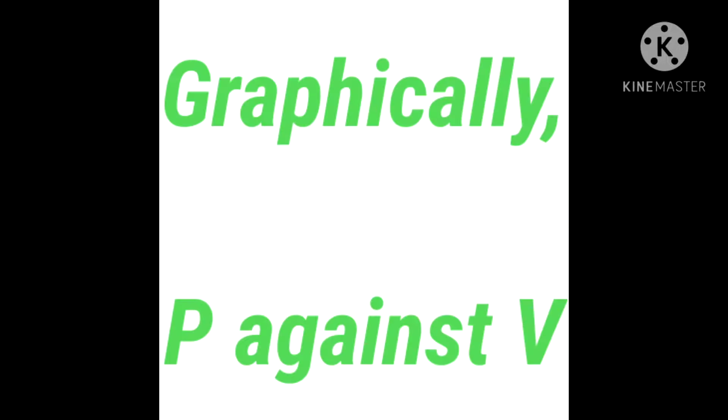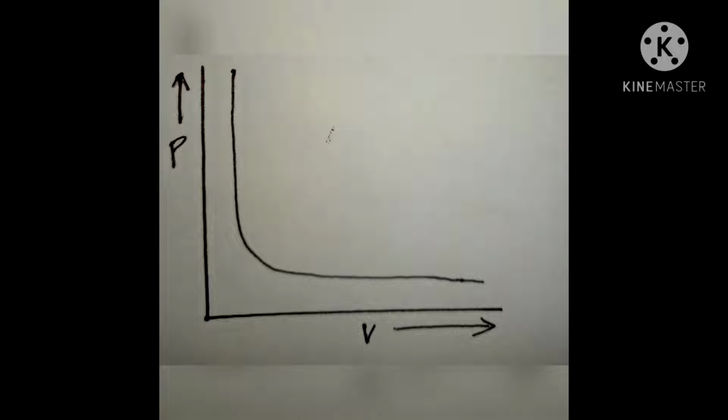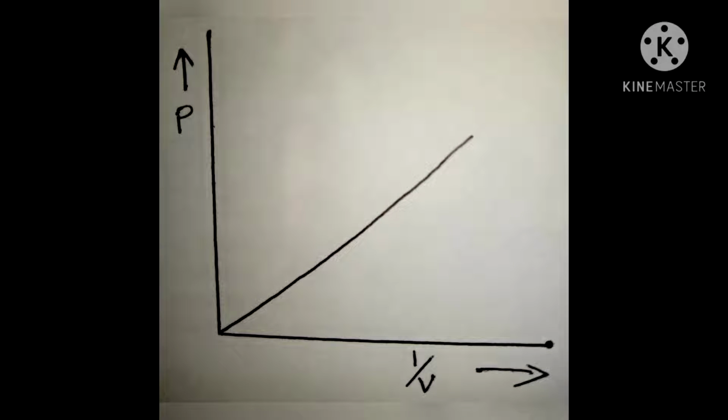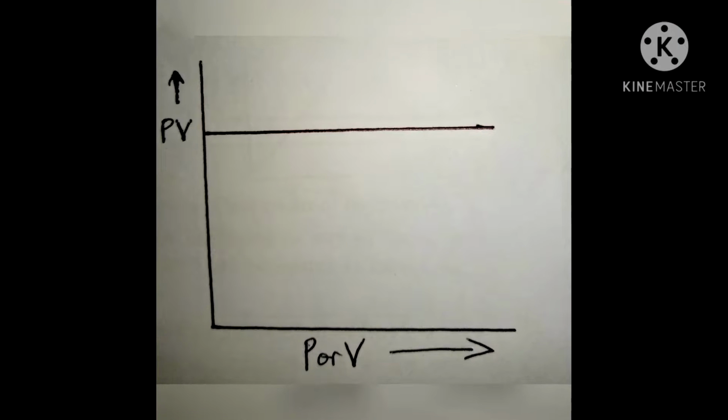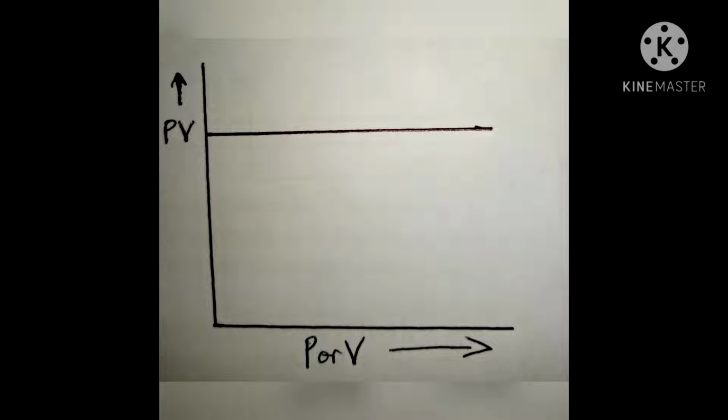Yes, we can as well represent this law graphically. When we plot P against V, we get this kind of graph, which, as you can see, shows P is inversely proportional to V. So that is why the shape of the graph is like this. We can also have it this way: when we plot P against the inverse of V, we have a straight line graph that starts from the origin. A third way of representing this law graphically is also like this.